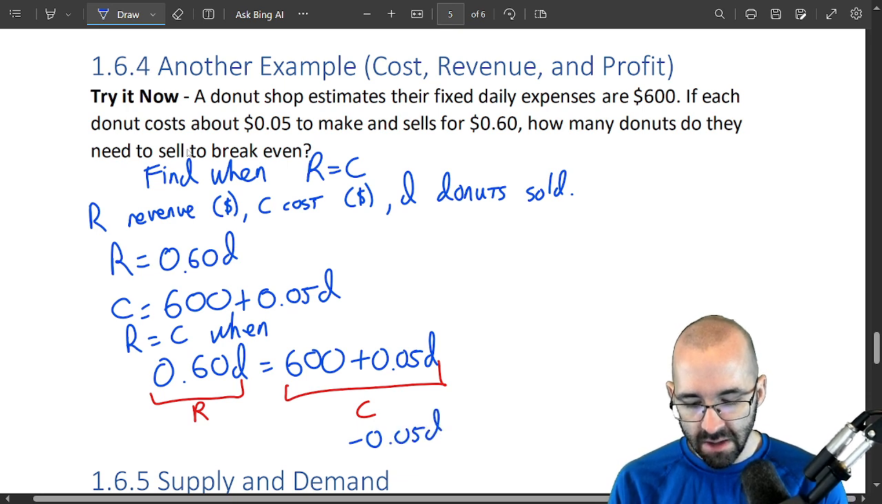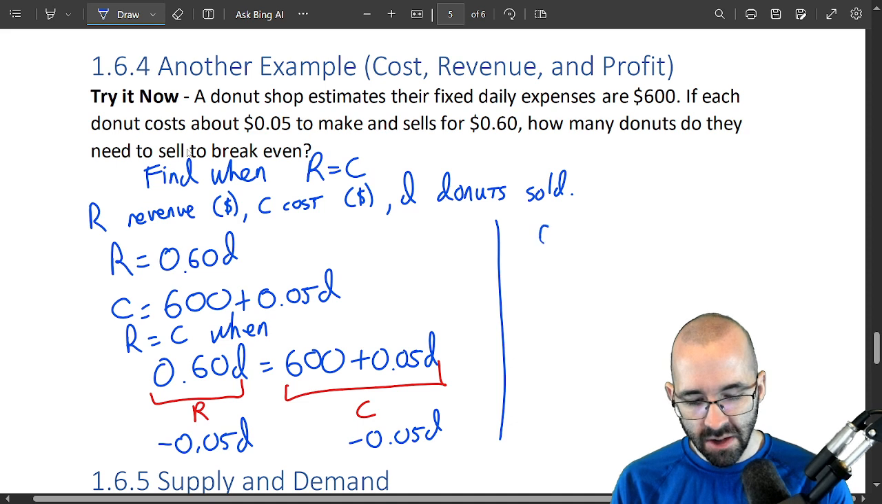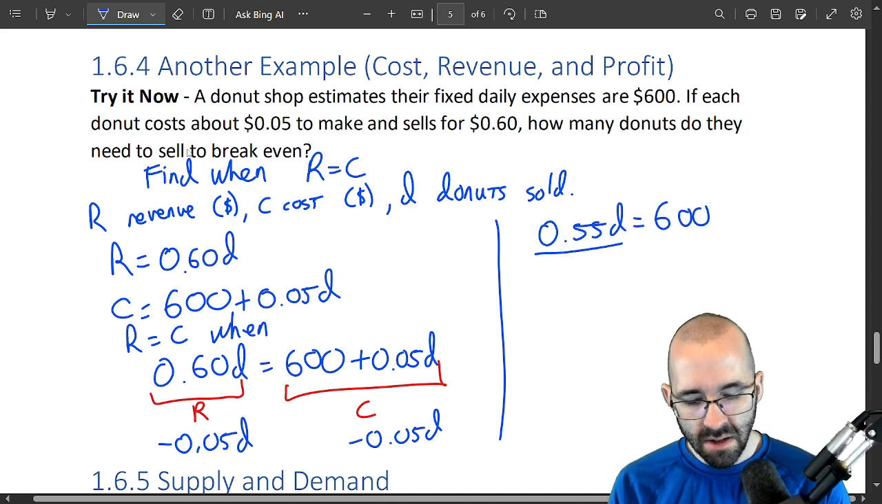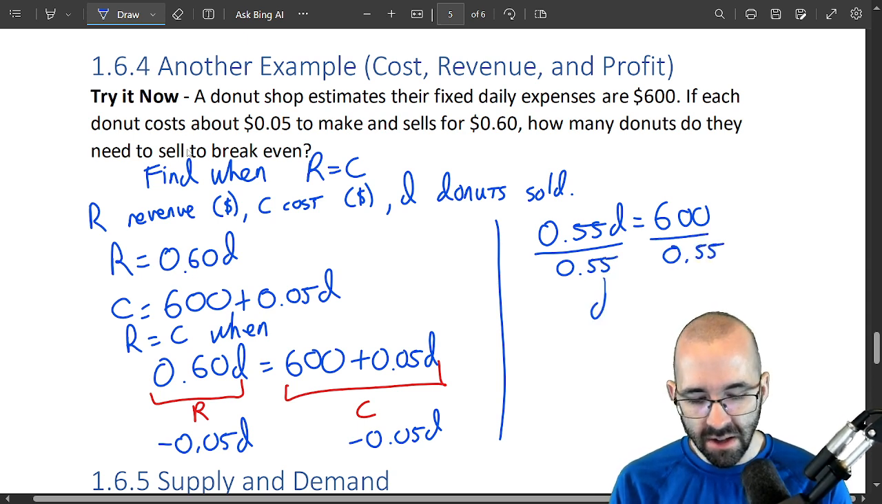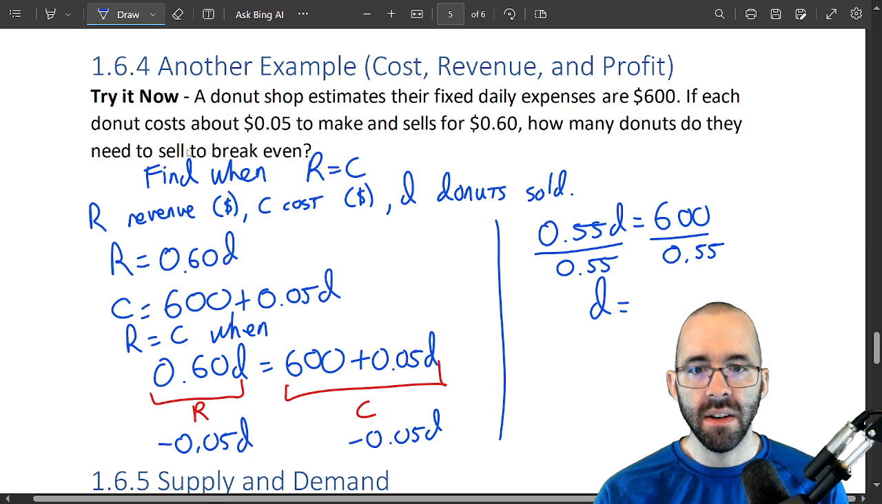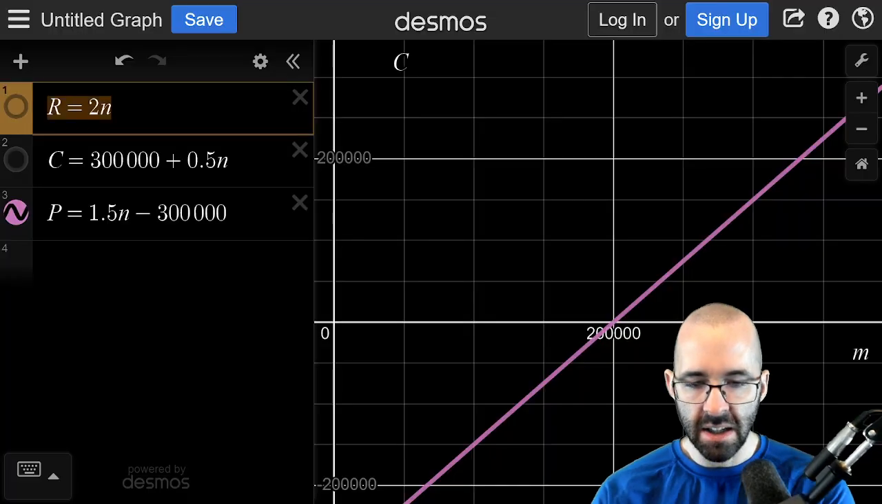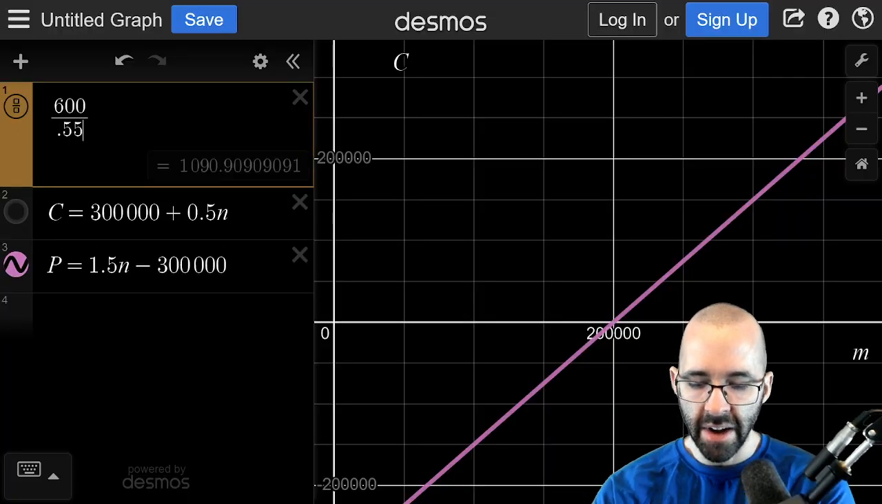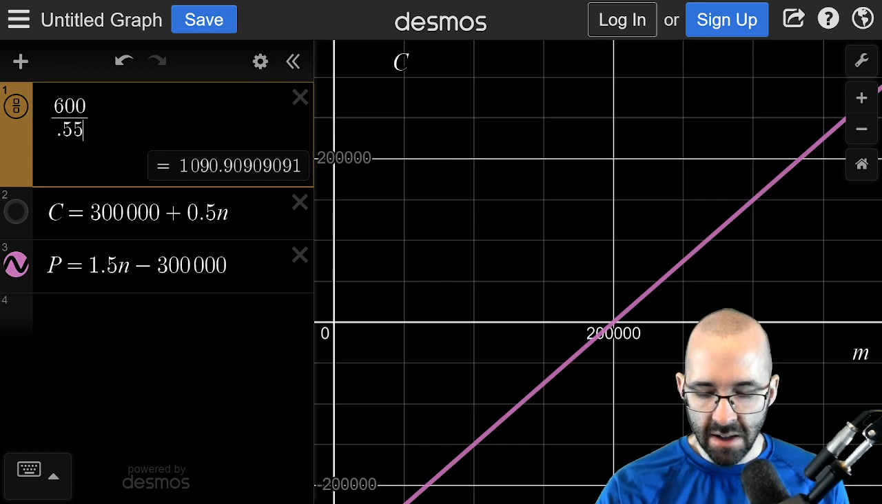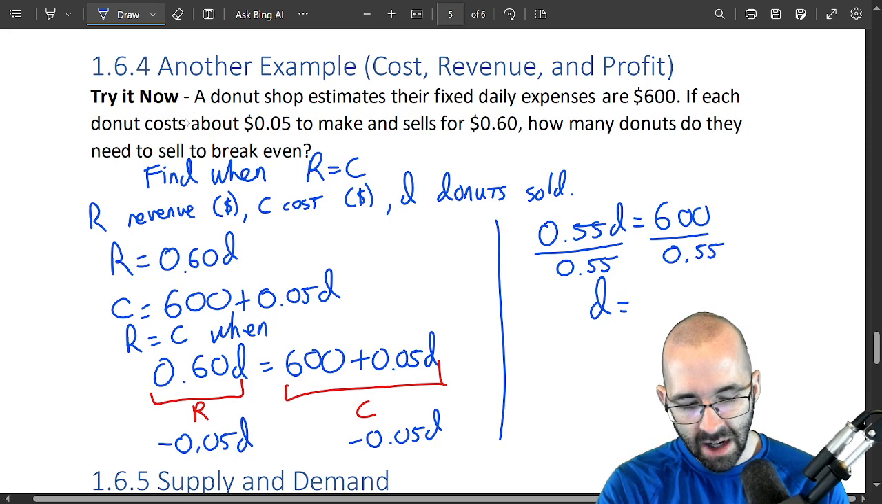Subtract 0.05D from both sides, and you're going to get 0.55D equals 600. Divide both sides by 0.55 and you'll get your answer. 600 divided by 0.55 gets 1090 with the 90 repeating.